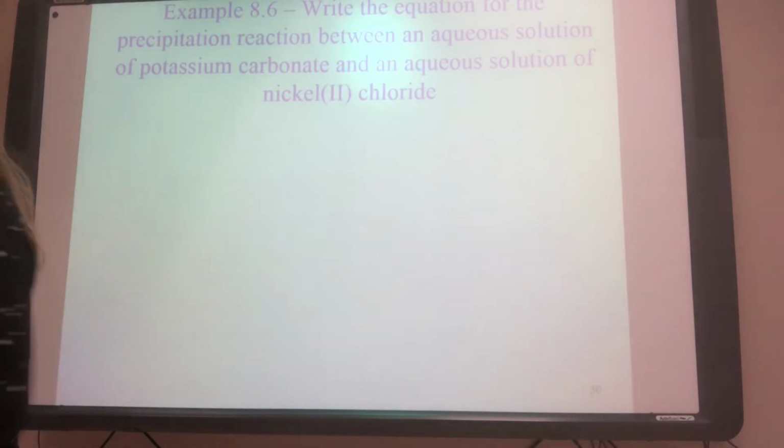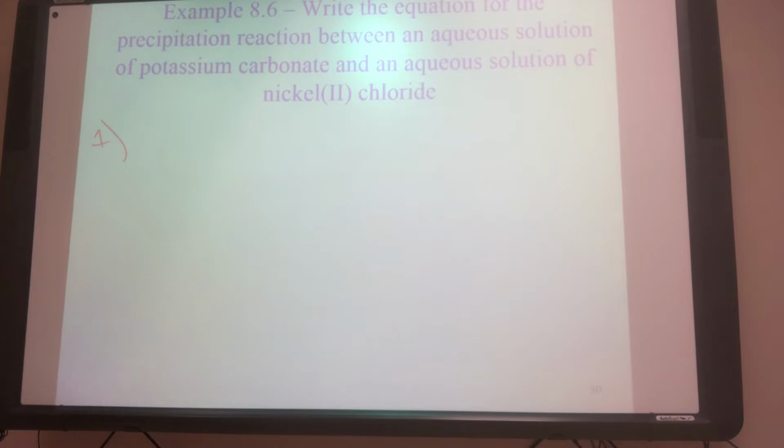Right, so let's do a practice problem. So this says, write the equation for the precipitation reaction between an aqueous solution of potassium carbonate and an aqueous solution of nickel 2 chloride. All right, so I've got to first figure out what is reacting with what. That was step one. What do I have to begin with?